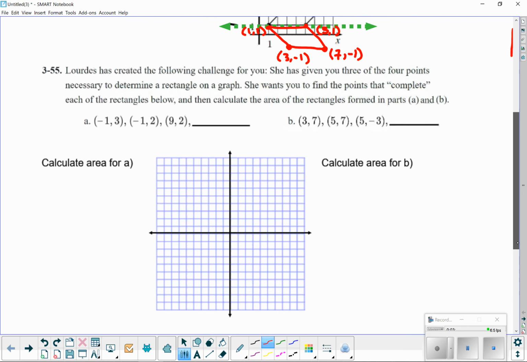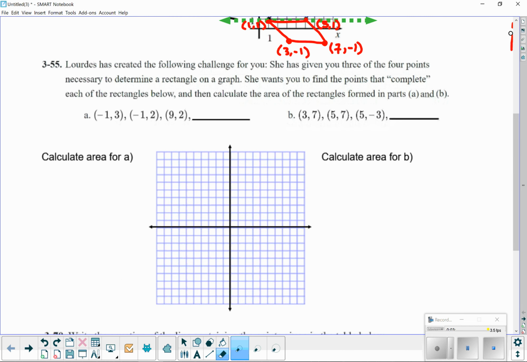All right, so I'm going to go ahead and do that. So we're going to go for part A. We'll put it in red. So -1, 3. So you're going to go -1 and then 3. -1, 2. Small rectangle. And 9, 2. So 9 is 1, 2, 3, 4, 5, 6, 7, 8, 9. 1, 2.